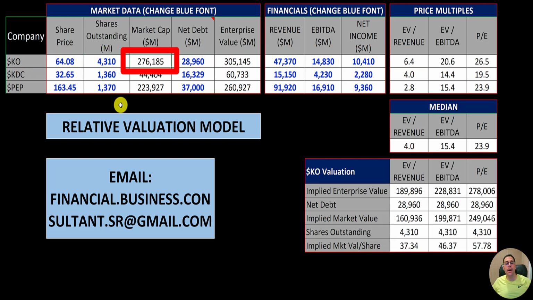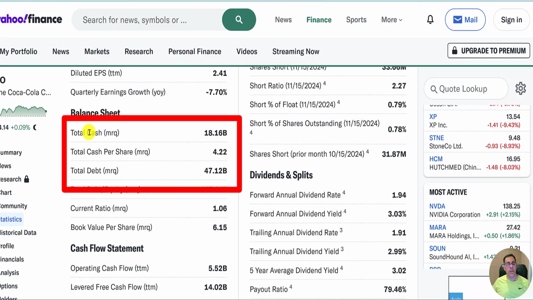The market cap is calculated, so don't touch that. Only change things in blue. Next is net debt. That's total debt minus cash. Let's go back to Yahoo Finance. Scroll down to the balance sheet section.